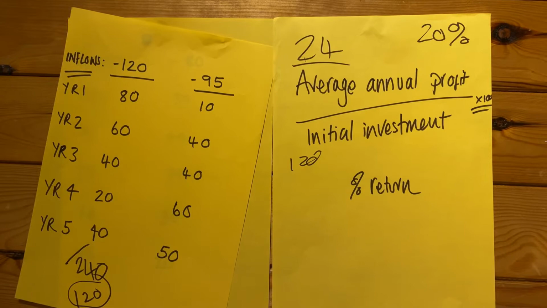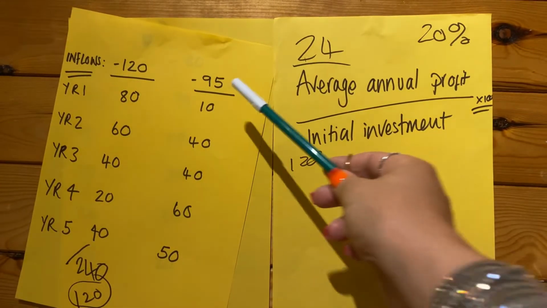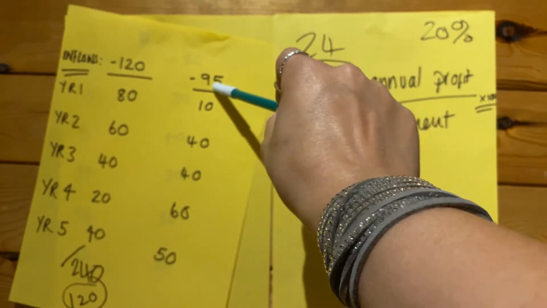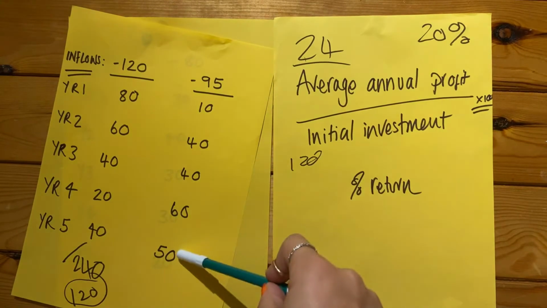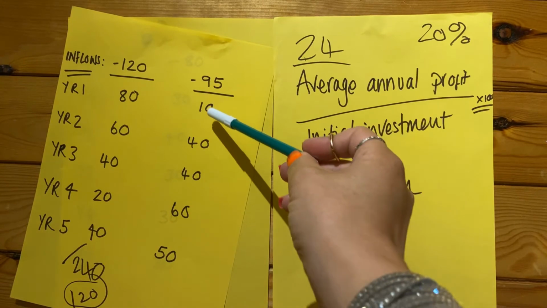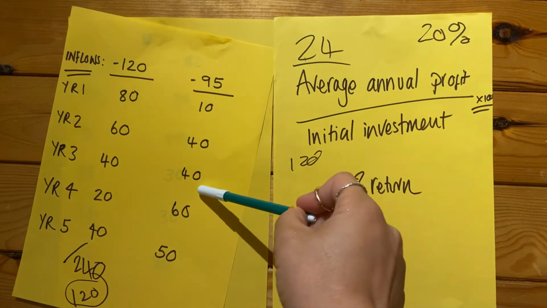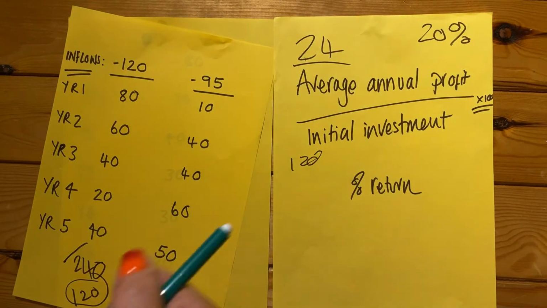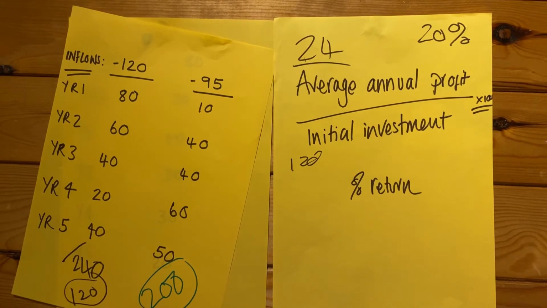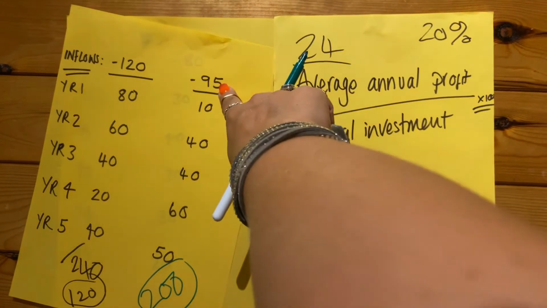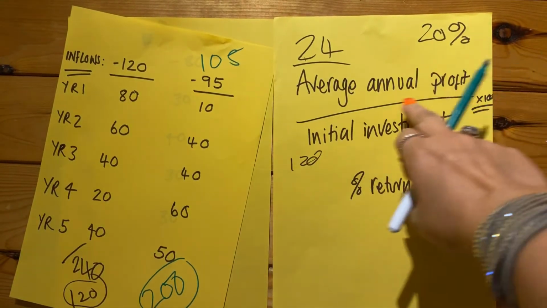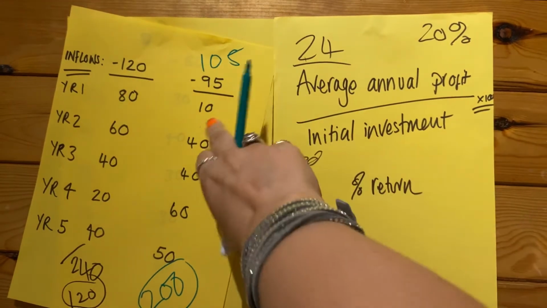So, let's go again. We've got a project that's going to cost us 95,000, say. And then these are the inflows. So we're going to add them up. We've got 10 and 40 is 50 plus 90 plus 150, so we've got 200 coming in here. So that's our income. Minus the 95 gives us 105. That's our profit, but we need to divide that by the 5 years.